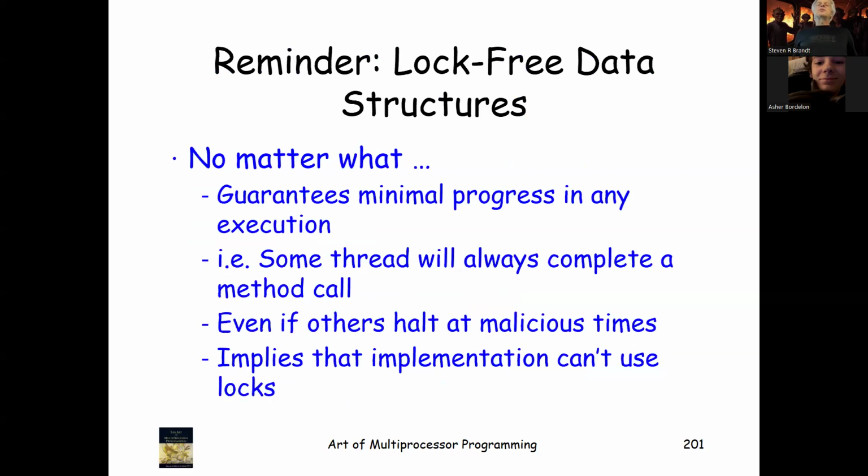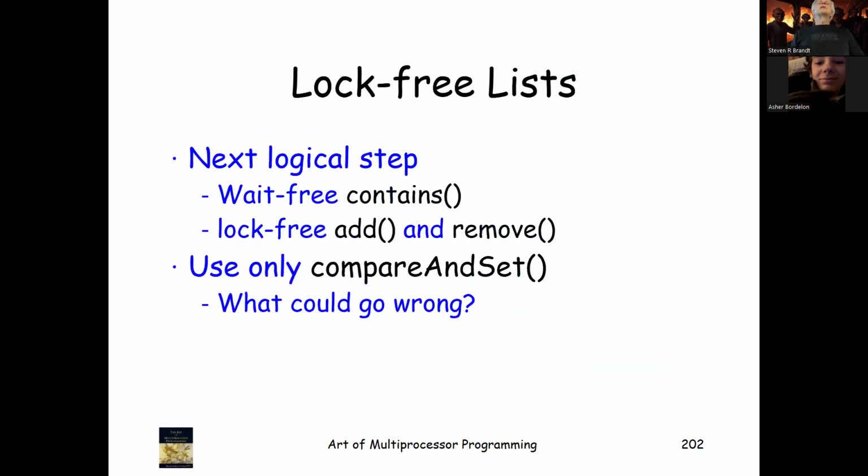But with lock-free data structures, no matter what, you can make progress in any execution. Some thread will always complete a method call, even if the others halt at malicious times. This implies that the implementation cannot use locks. No locks. So the next step is lock-free lists. We're going to have a wait-free contains, a lock-free add and remove, and we're going to use only compare and set. What could go wrong?